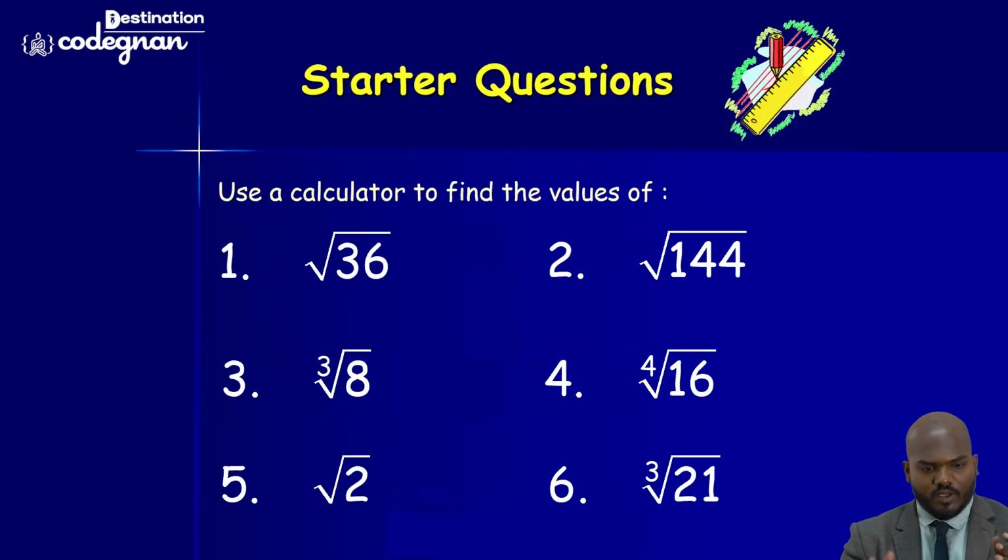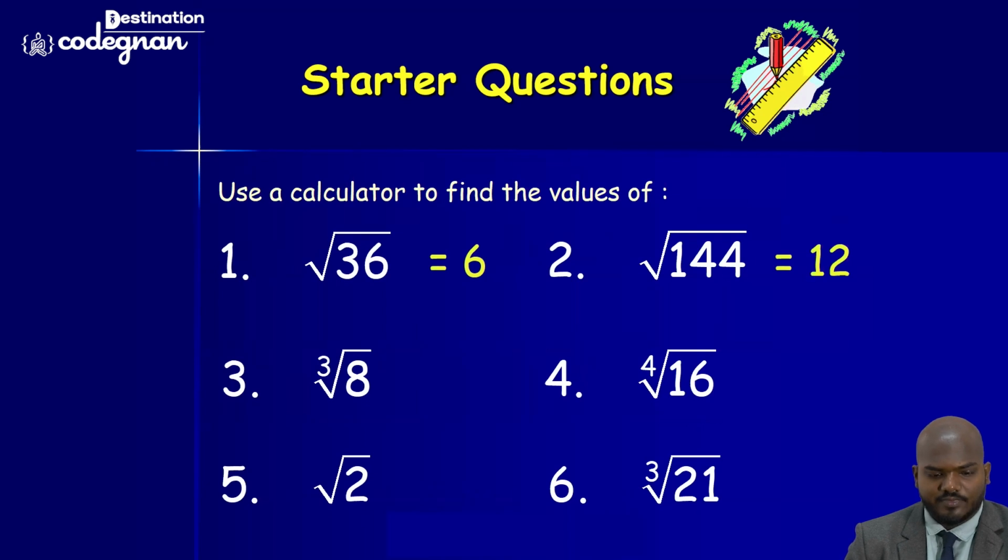I think you can see the screen here. I need a quick answer to this one. Can anyone say what is the answer of root 36? That is the value 6. Similarly, root 144 is the value 12. Cube root of 8 is 2. And the fourth root of 16 is again 2. Going to the root value of 2, that is 1.414. It keeps on continuing.